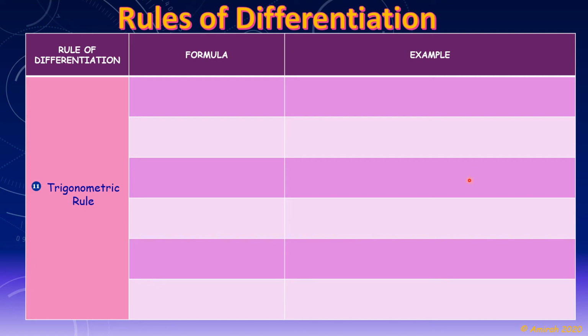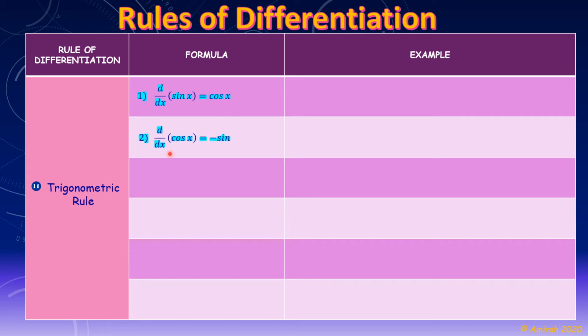In this video, we are going to discuss rule number 11, which is the trigonometric rule. You have 6 trigo rules to memorize. Number 1 is the derivative of sine x. The answer is cos x.